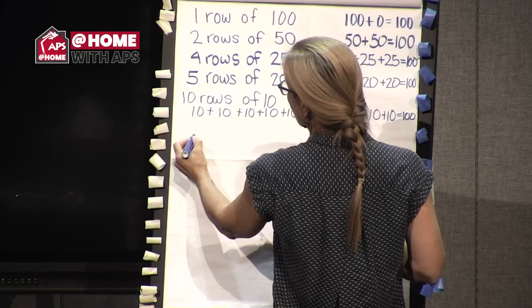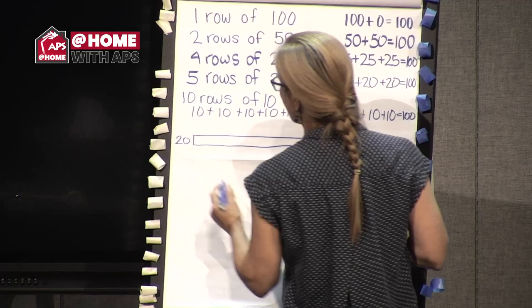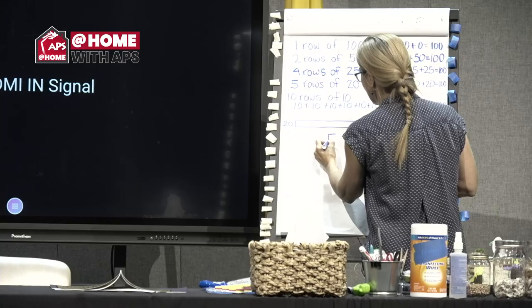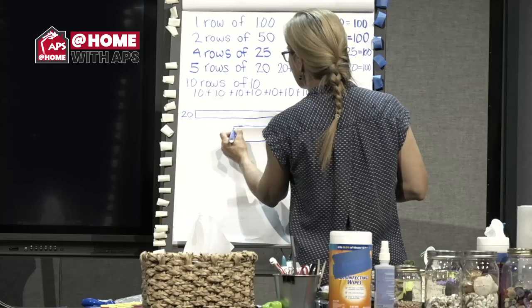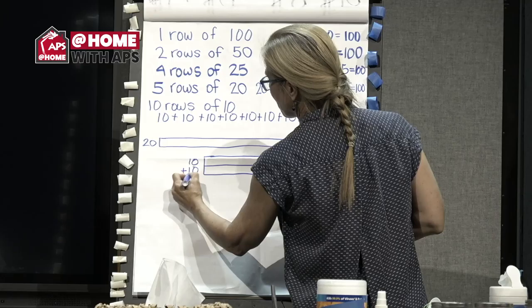We could have one row of 20, right? Just like in the book, they started out with one row of 20. How else could we arrange it? Could we get them into two rows and still make 20? What would be in our rows? 10 would be in our rows, right? 10 plus 10 equals 20. Two rows of 20. I mean, of 10, sorry. 10 plus 10 would equal 20. Right? What else could we do?